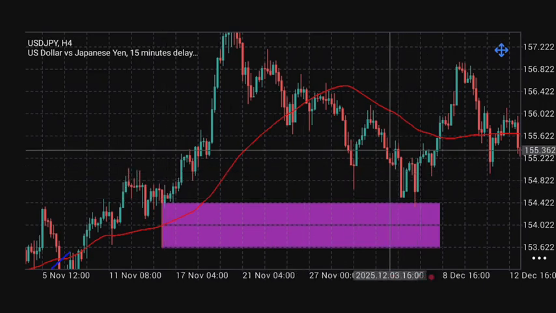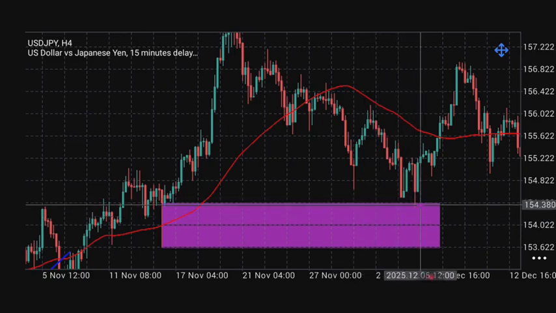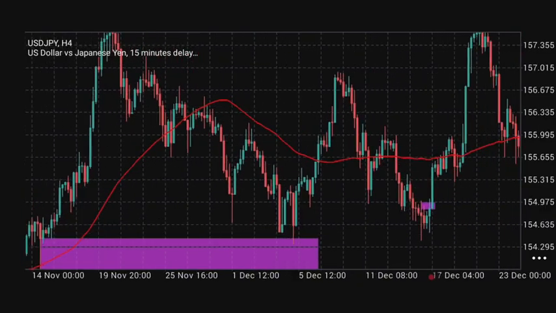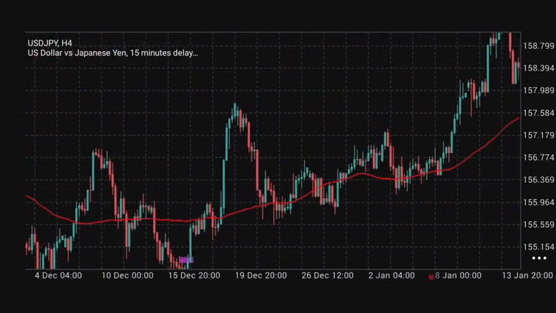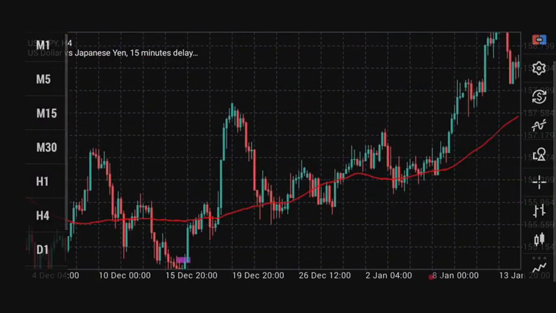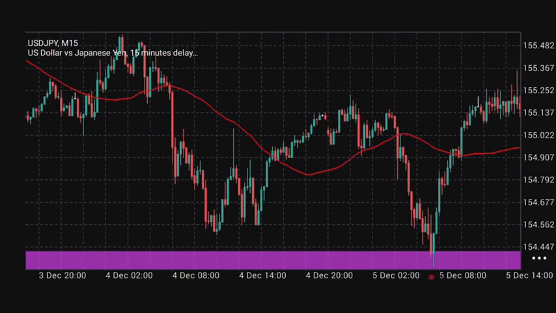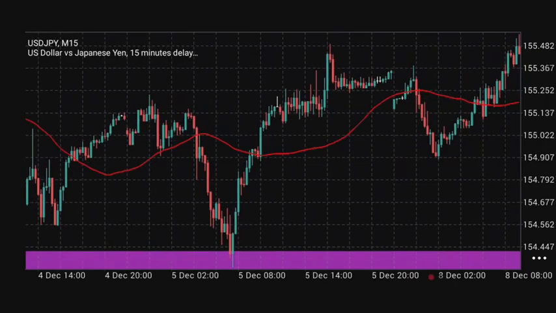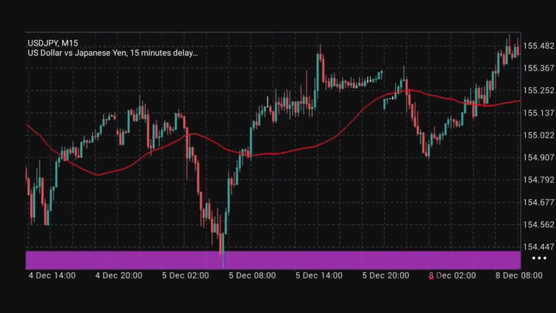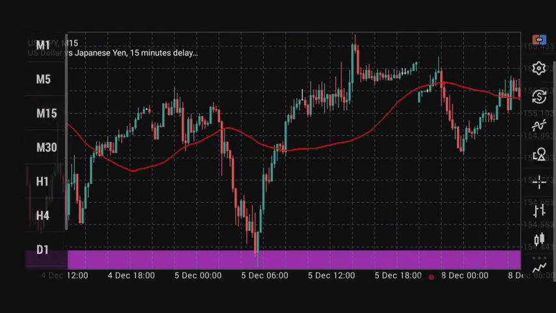So immediately the price is approaching this very key level, you go to a lower time frame. For example, you can go to the 15 minutes time frame. When you go to the 15 minutes time frame, look at what happened. The price actually came back to the level and gave us an opportunity to buy from this market.